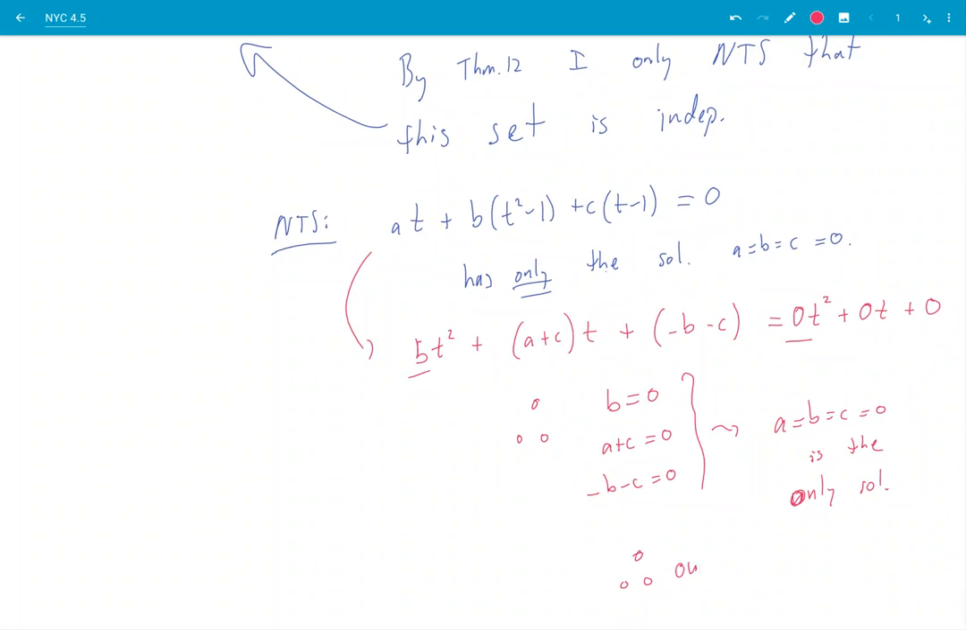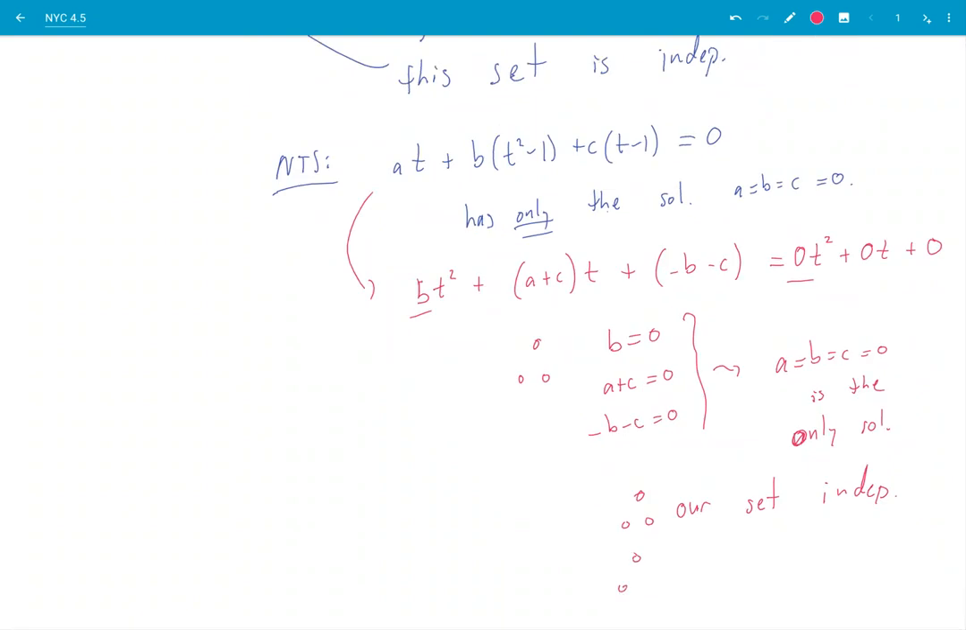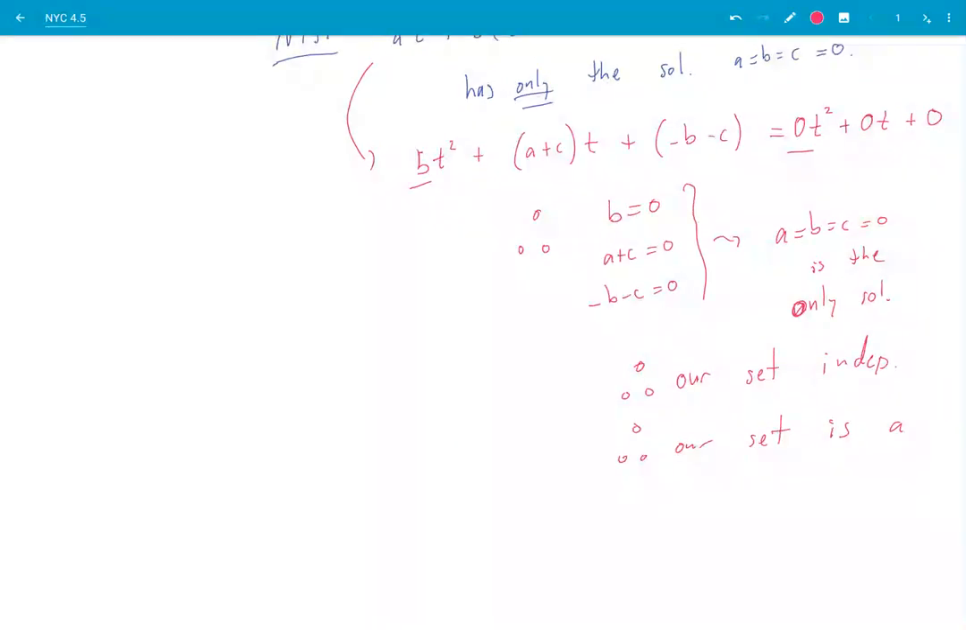Therefore, our set is independent. Therefore, our set is a basis for P2. Okay, I do not have to show that this set spans P2. That is the nice thing about Theorem 12.